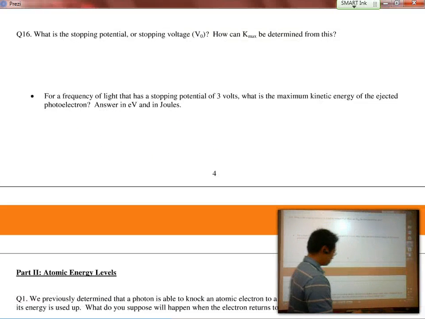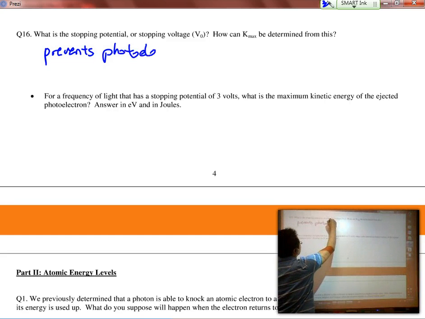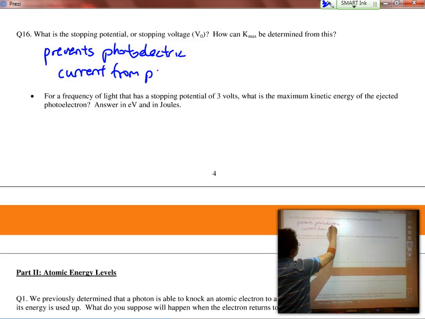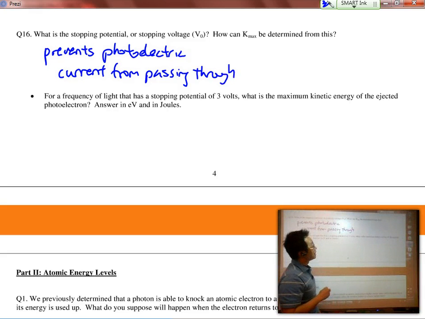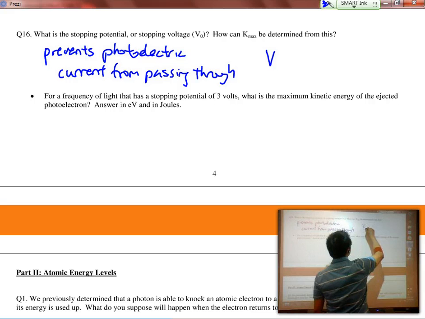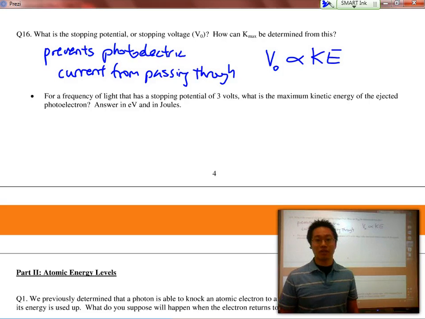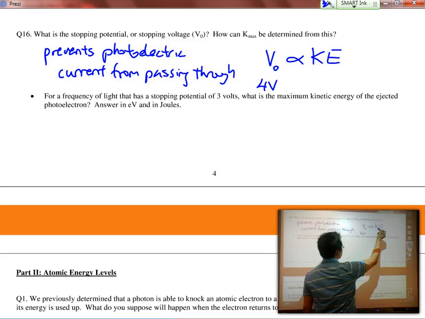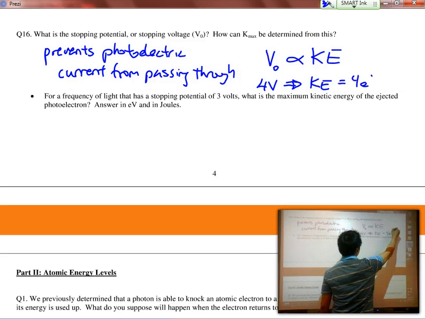So the stopping potential prevents photoelectric current from passing through. And the stopping potential will always be directly related to the kinetic energy of the electrons themselves. Okay, the maximum kinetic energy. So what we saw was when the stopping potential was 4 volts, the kinetic energy of the electron was 4 electron volts.